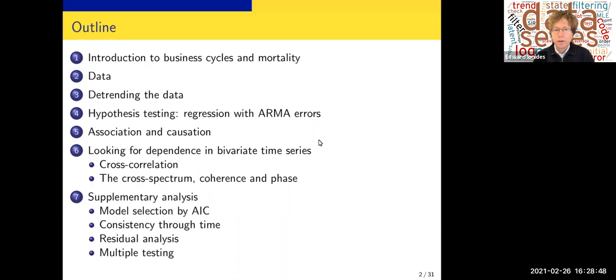Interpreting these results will give us reason to think about association and causation, an important statistical topic, but we'll be looking at it in the context of time series analysis. And that will also move on to looking for dependence in bivariate time series: cross-correlation, the cross-spectrum. These are useful exploratory techniques. And then we'll look at some other analysis that can be used to flesh out the case study.